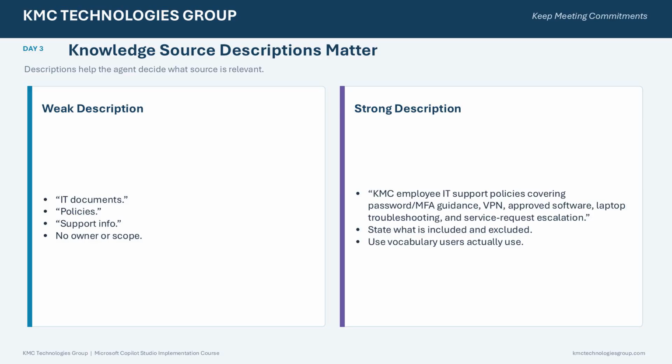One frequently overlooked configuration is the knowledge source description. A description like "IT documents" gives the orchestrator very little useful context. Instead, describe the scope of the information clearly. For example, "KMC Employee IT Support, policies covering password and MFA guidance, VPN, approved software, laptop troubleshooting, and service request escalation." Also identify what the source includes and excludes, and use the same terminology employees commonly use when asking questions.